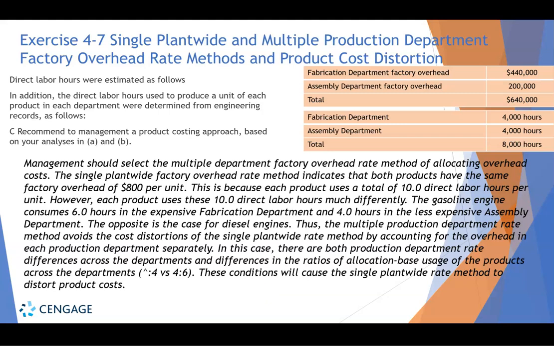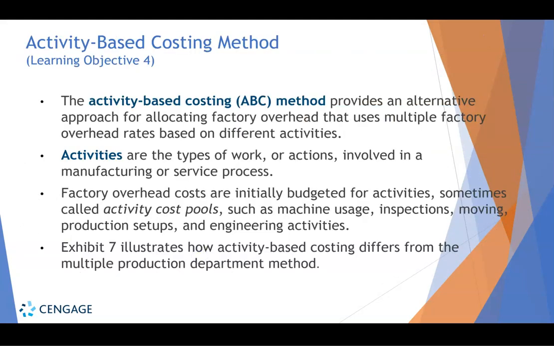What does this tell management? Well, the multiple department overhead rate probably is more accurate. Since both have the same number of hours, if we had a single overhead rate, everybody would get $800 per unit. But the gasoline engine consumes 6 hours of the expensive fabrication department and only 4 hours in the less expensive assembly department, where the opposite is true for the diesel engines. So in this scenario, using a single plant-wide rate really distorts the figures.